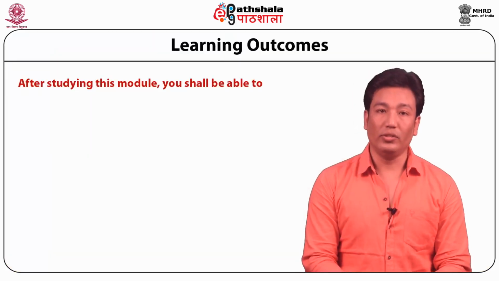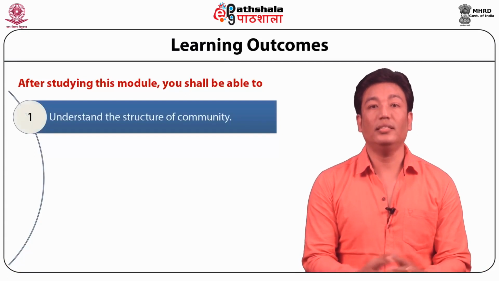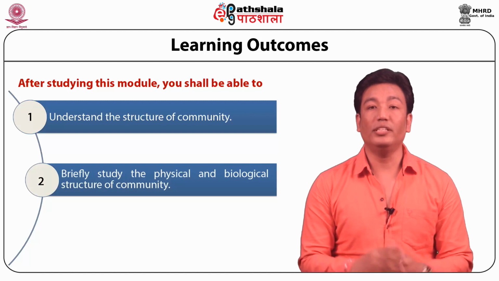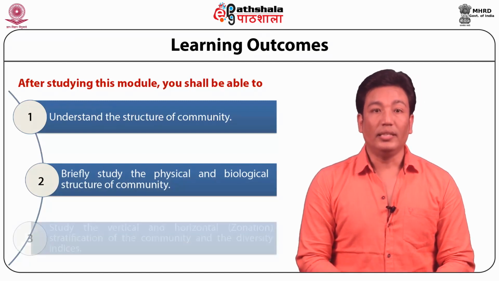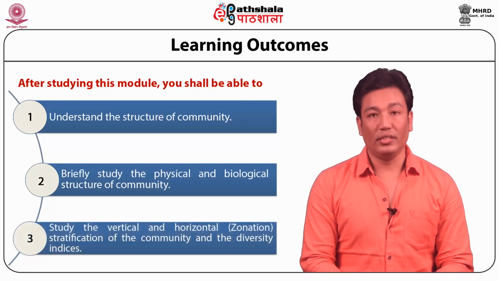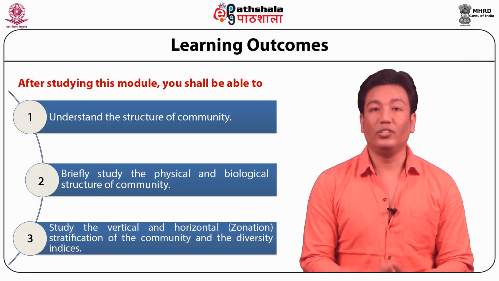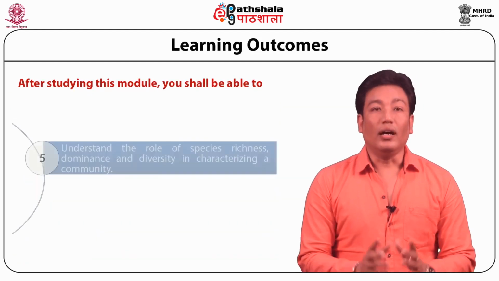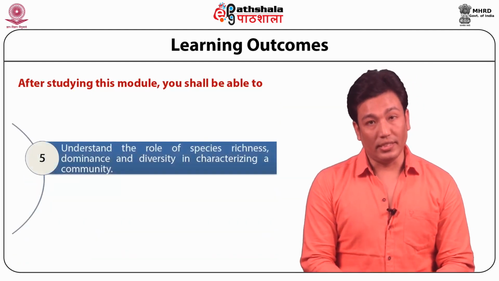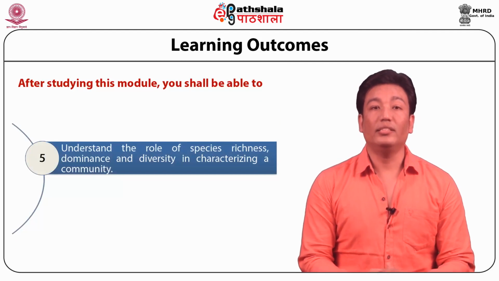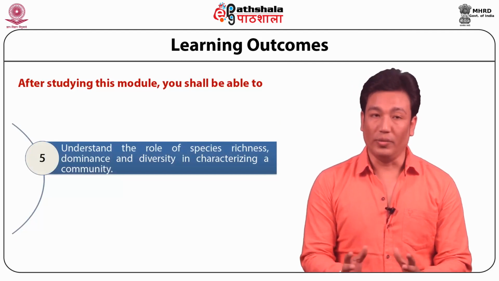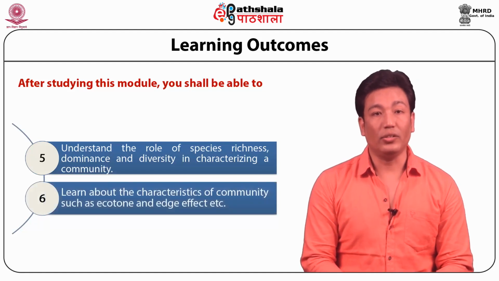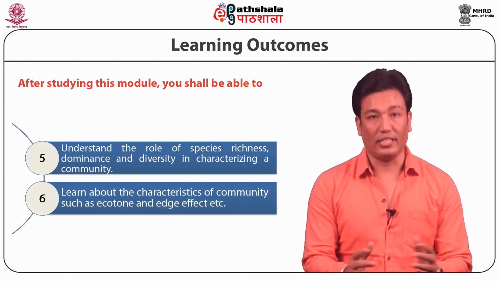After studying this module, you shall be able to understand the structure of community, briefly study the physical and biological structure of community, study the vertical and horizontal zonation and stratification of community, and the diversity indices. Understand the role of species richness, dominance, and diversity in characterizing a community. Learn about the characteristics of community such as ecotone and edge effect, etc.